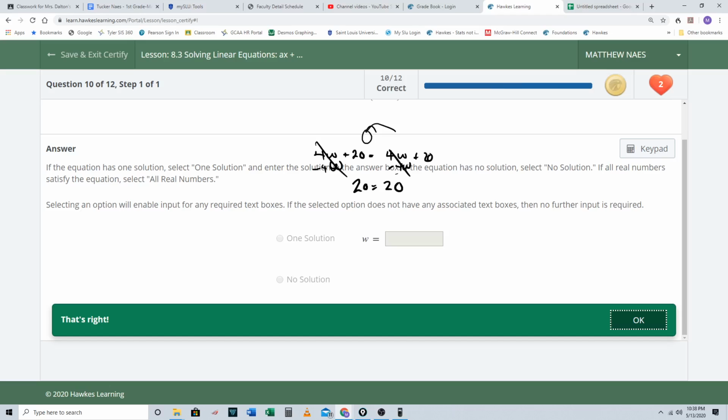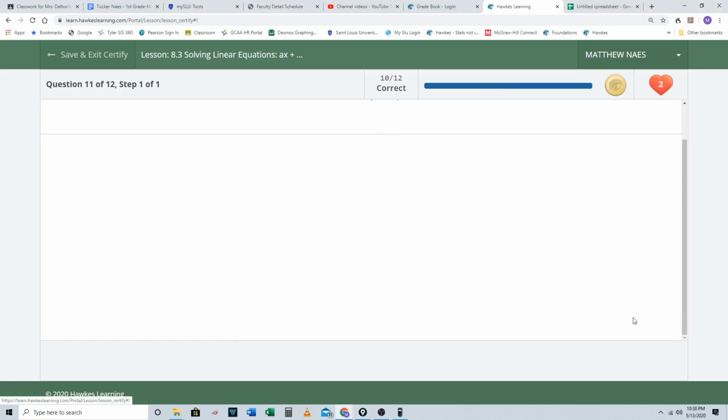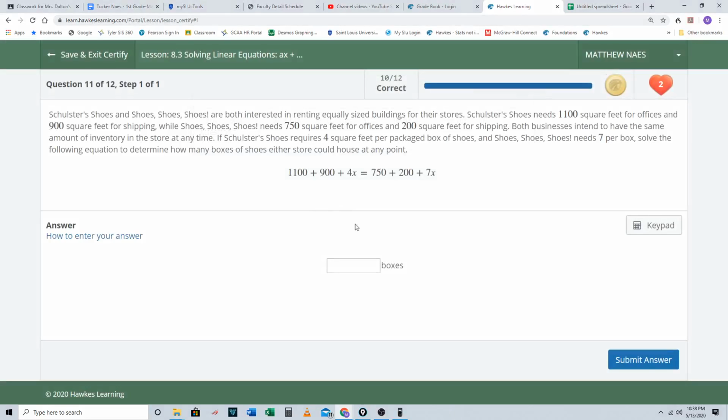I'm sure we'll see one that's no solution in a moment. Maybe not. You might see one that's no solution on the homework. Again, that's if you get two different numbers. If instead of 20 is equal to 20, I got negative 10 is equal to 20, or 2 is equal to 20. Like that.